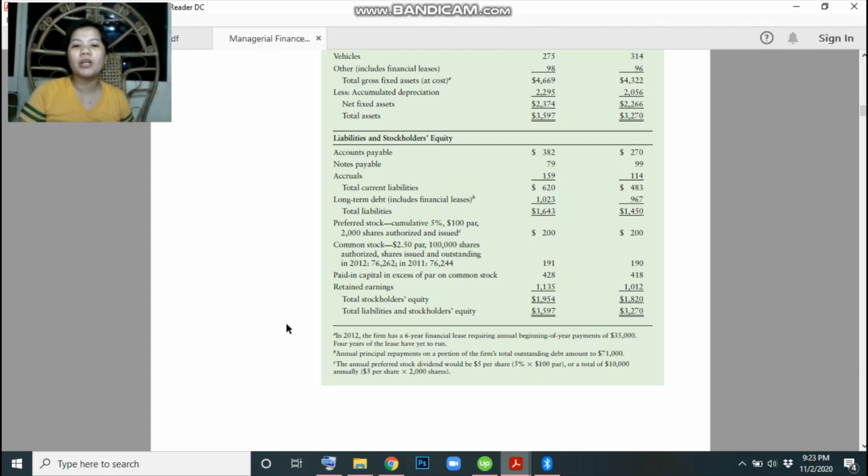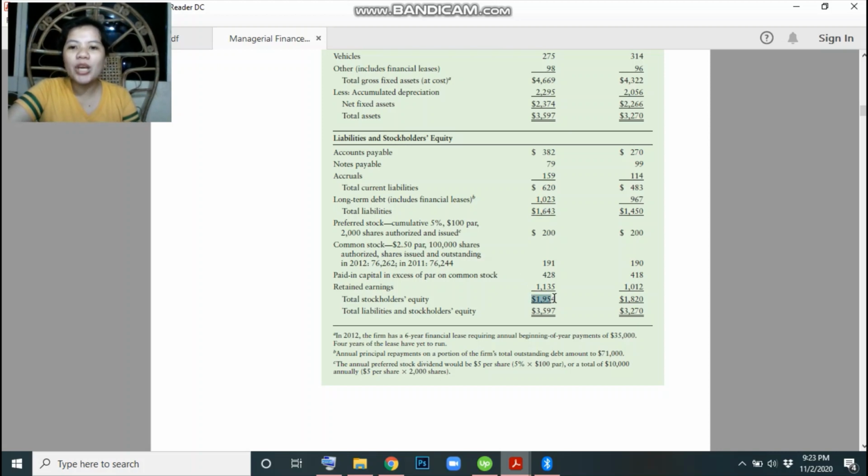So, those are the different parts of stockholders' equity. Ma'am, what is stockholders' equity? The stockholders' equity is the portion of the assets contributed by the owners. For example, class, the total assets of Barley is 3,597,000. Of that 3,597,000, 1,643,000 is borrowed.